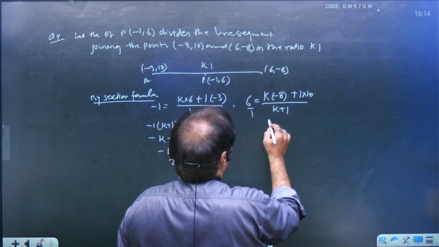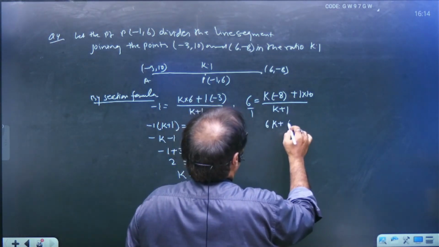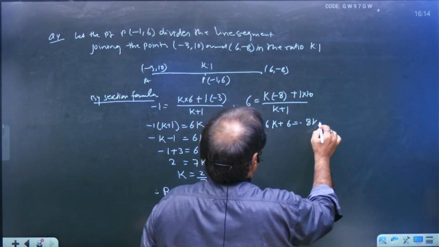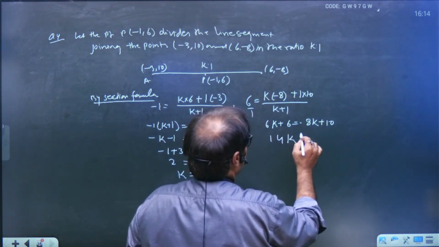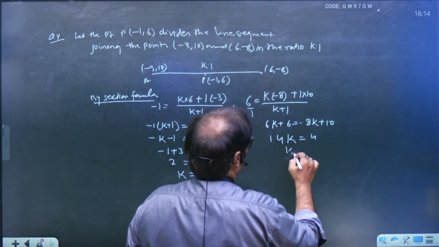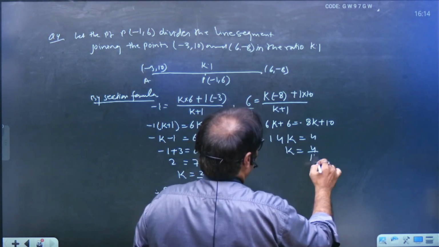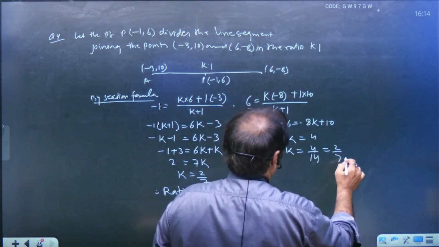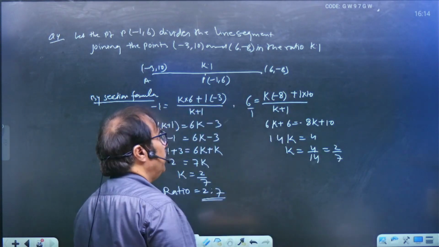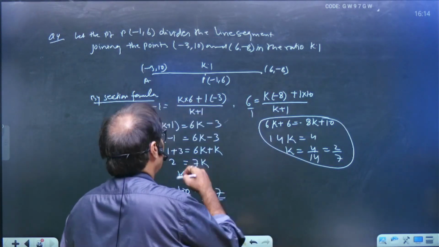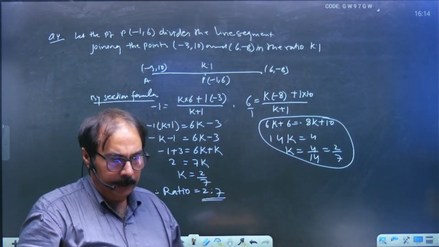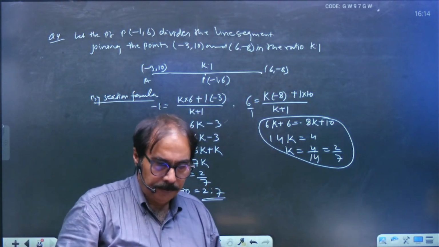So by cross multiplication, 6k plus 6 is equal to -8k plus 10, and do the like terms. Here it will be 14k and this side will be 4. So the value of k is 4 by 14. So cancel out, 2 by 7. So the ratio remains the same. So my advice is only find one side, one value. Okay, so in this way you will get the ratio.